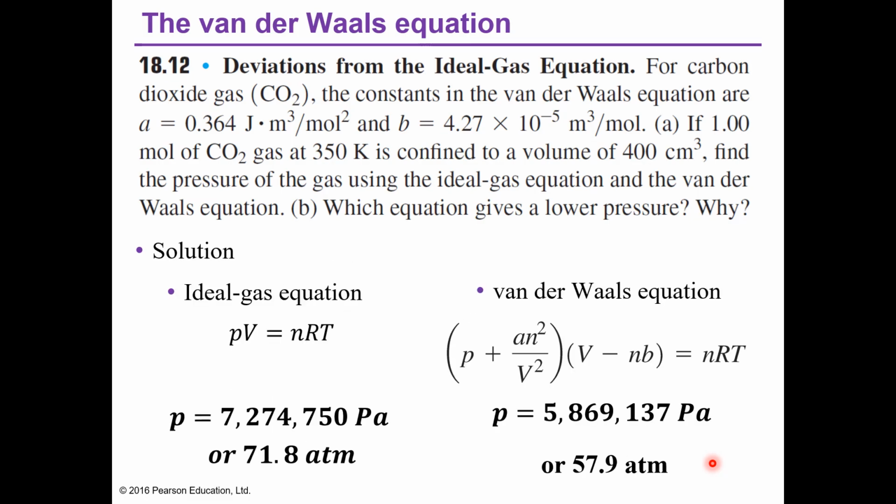So notice, dako siya og diferensya, no? For van der Waals equation, my pressure is 57.9. For ideal gas equation, it is 71.8. So which equation gives a lower pressure? Unsa nga equation? Van der Waals equation. Mas gamay ang pressure kaysa ideal gas. Why? Because it reduces the pressure because of the intermolecular forces between molecules.